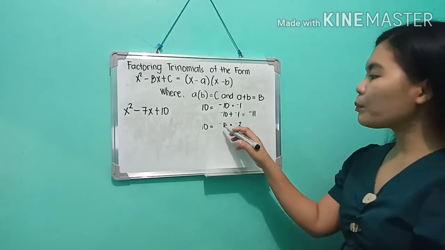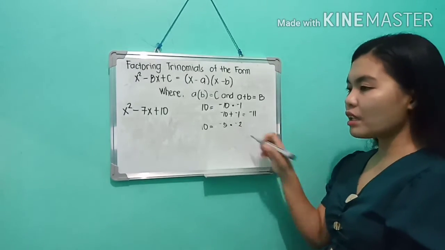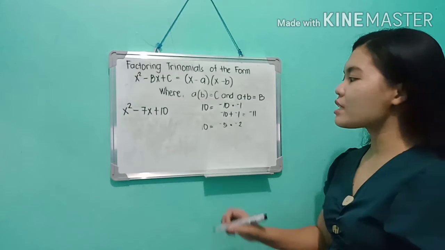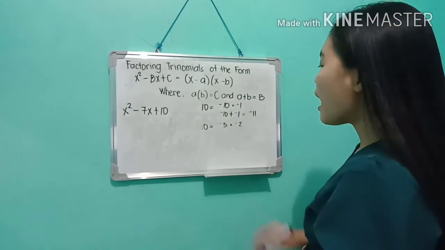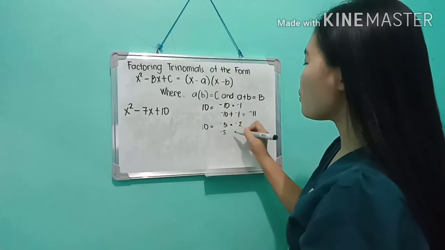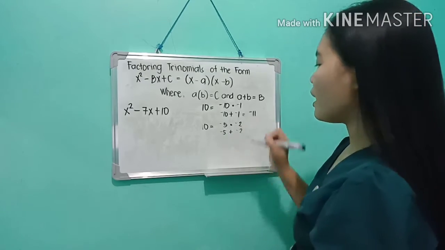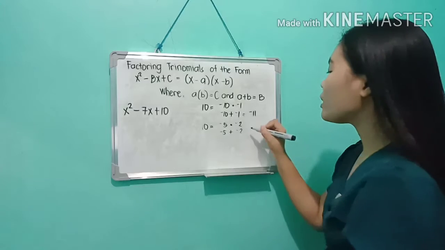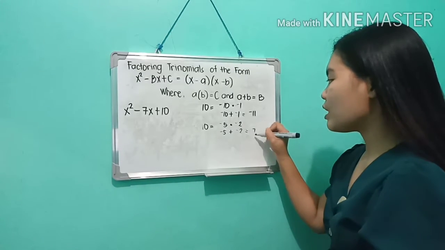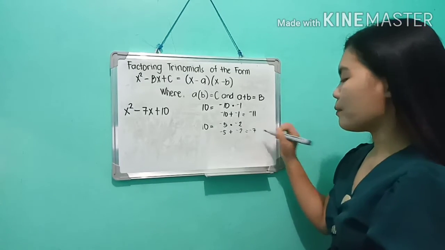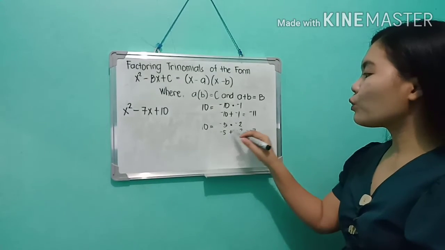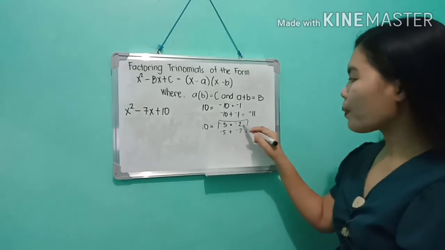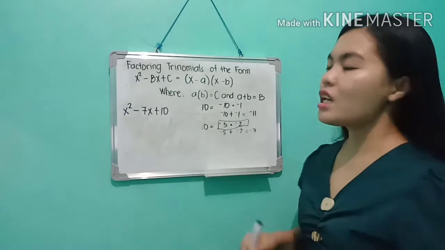So, if we're going to multiply this one, negative 5 times negative 2, it will give us positive 10. And how about if we're going to add this one? Negative 5 plus negative 2, it will give us negative 7. Alright, so itong factors na to ay nag-satisfy ng ating equation.